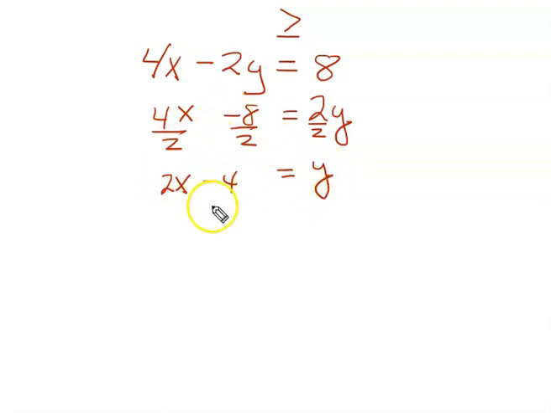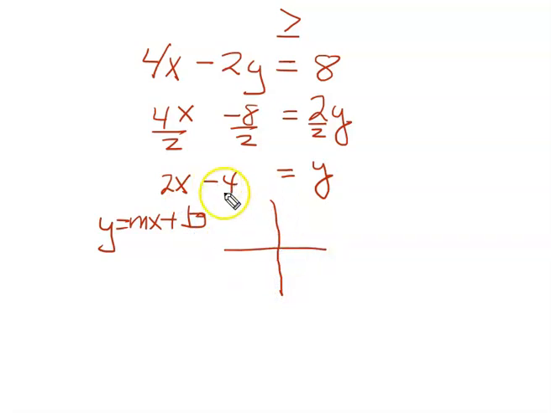So this is in slope-intercept form, y equals mx plus b. So if we wanted to make a quick sketch of this, our y-intercept is negative 4. So 1, 2, 3, 4. Our slope is 2 over 1, positive, so we're going to go over 1, up 2, over 1, up 2, over 1, up 2. So we get a line that looks like so.